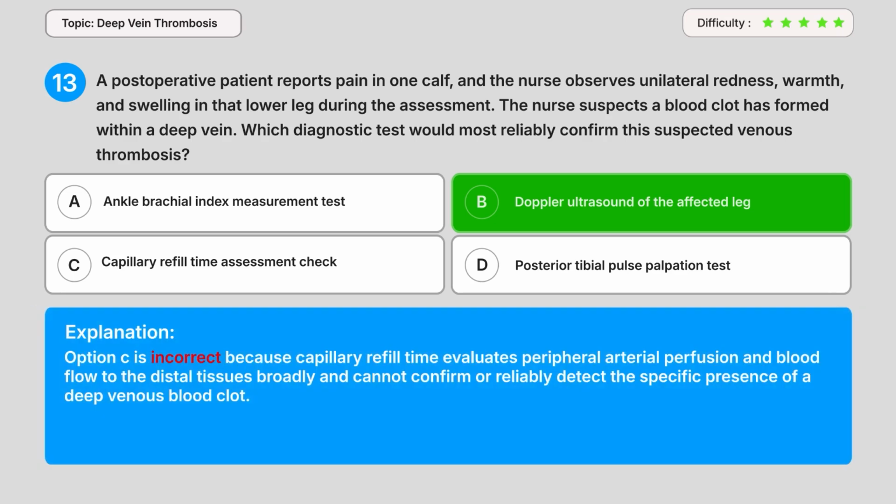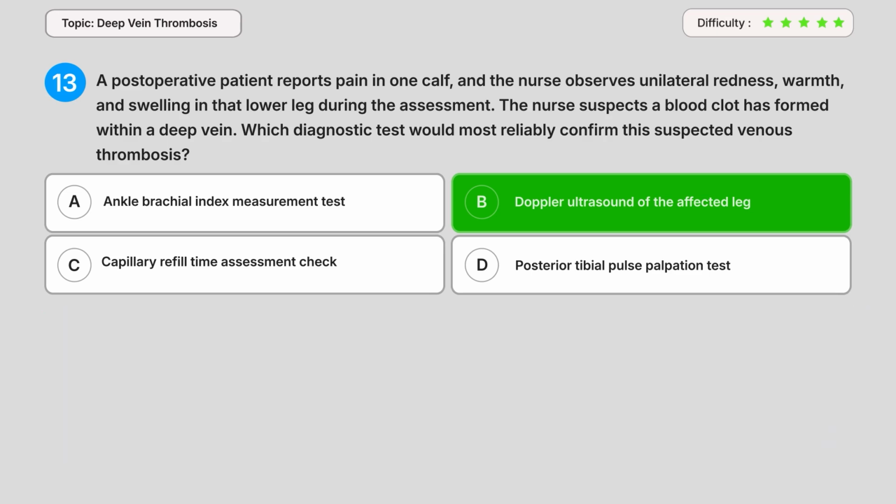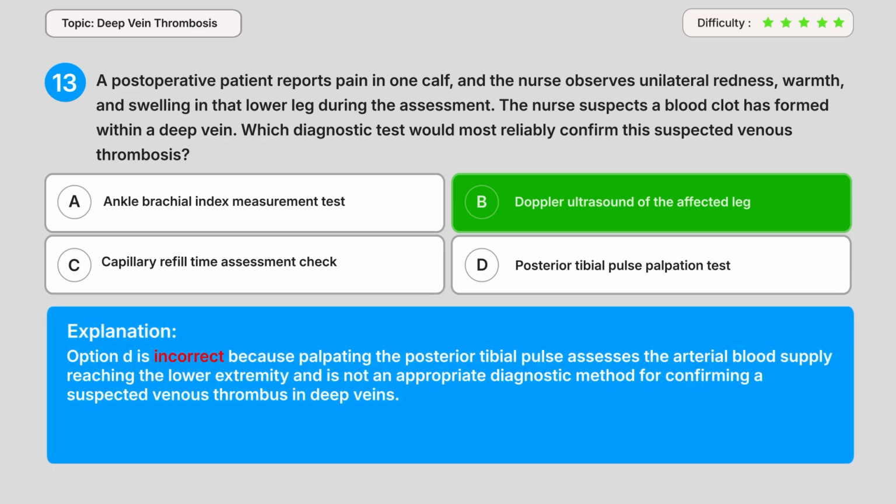Option C is incorrect because capillary refill time evaluates peripheral arterial perfusion and blood flow to the distal tissues broadly and cannot confirm or reliably detect the specific presence of a deep venous blood clot. Option D is incorrect because palpating the posterior tibial pulse assesses the arterial blood supply reaching the lower extremity and is not an appropriate diagnostic method for confirming a suspected venous thrombus in deep veins.